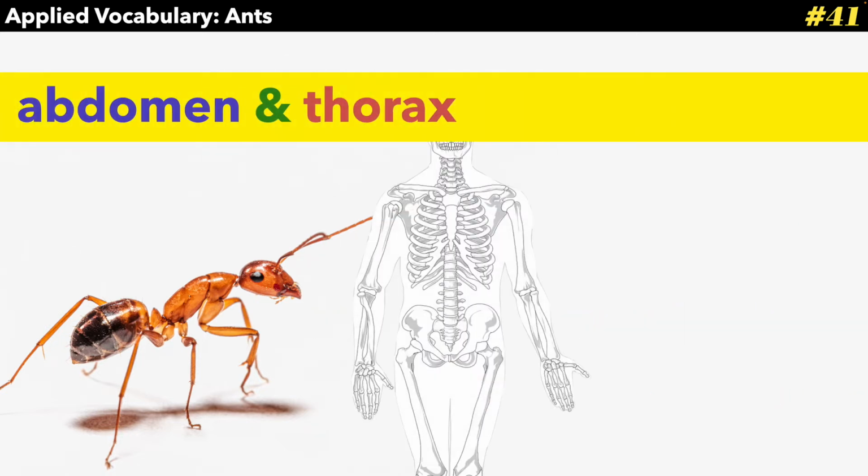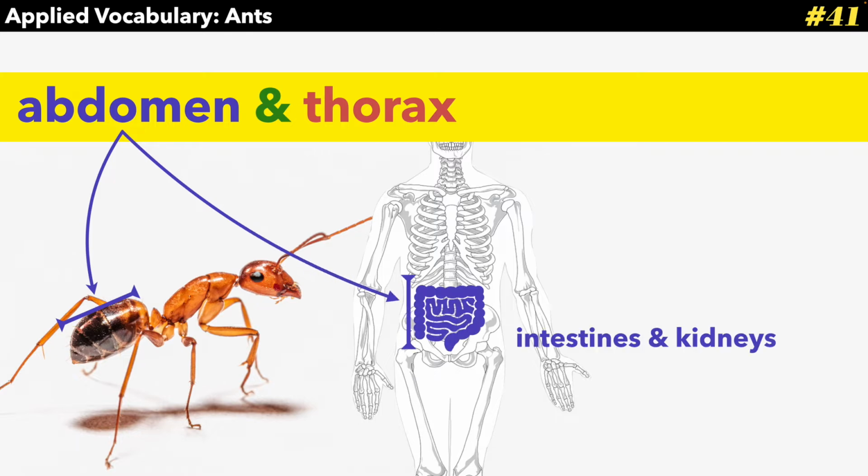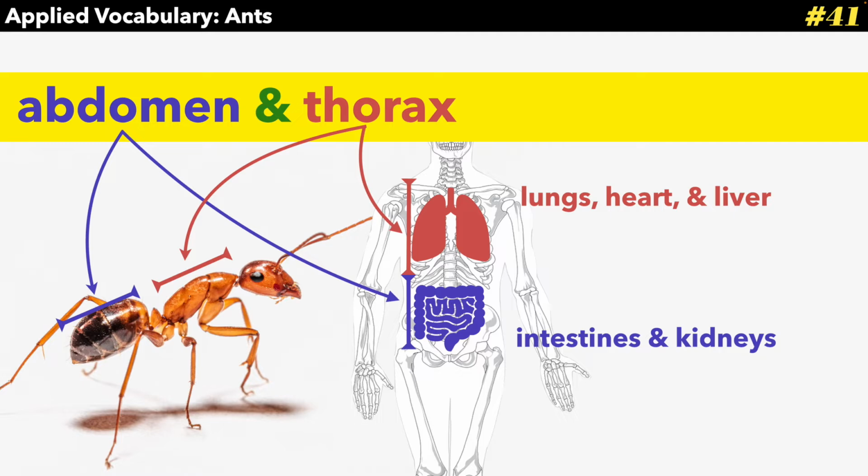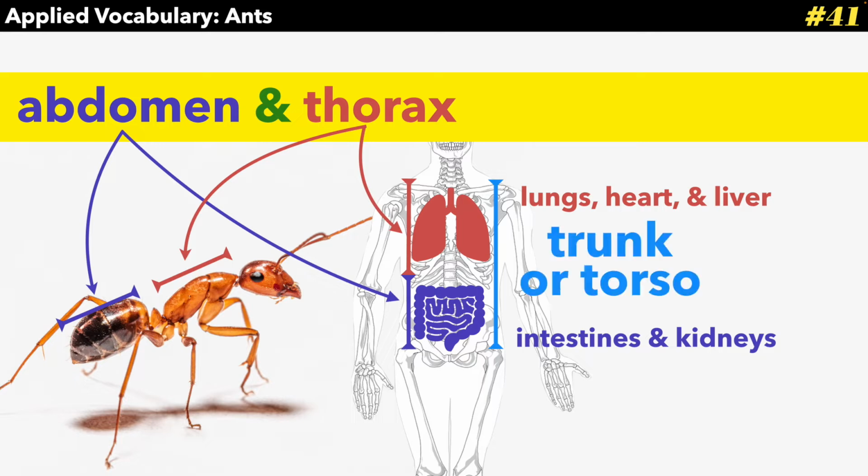First up, abdomen and thorax. The rearmost part of the ant is called the abdomen, and humans have an abdomen too. The abdomen is the part of the body containing the intestines and kidneys. The thorax is the middle section of the ant's body, and it might not look like it, but we have one too. This is the section of the body containing the lungs, heart, and liver. In general, this part of the body can be called the trunk or the torso, which is the abdomen and thorax together in humans. Trunk or torso.